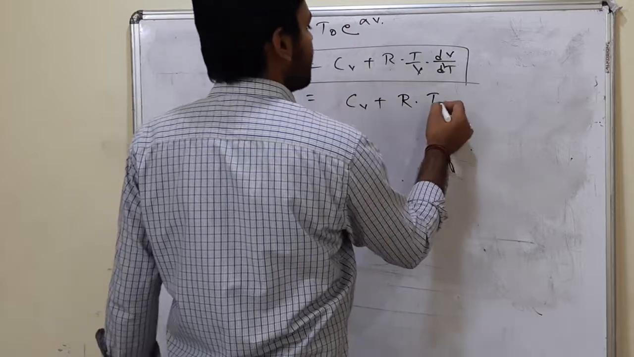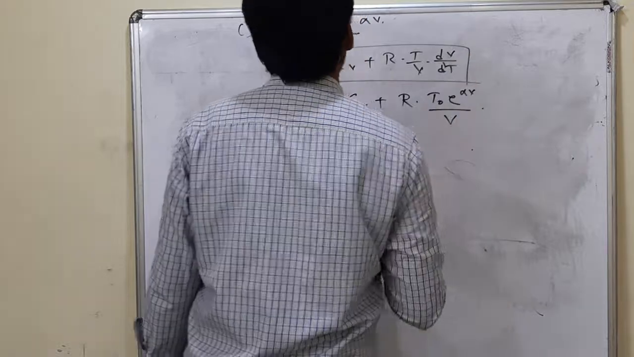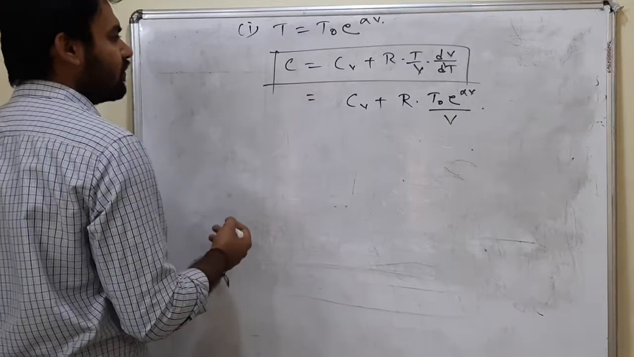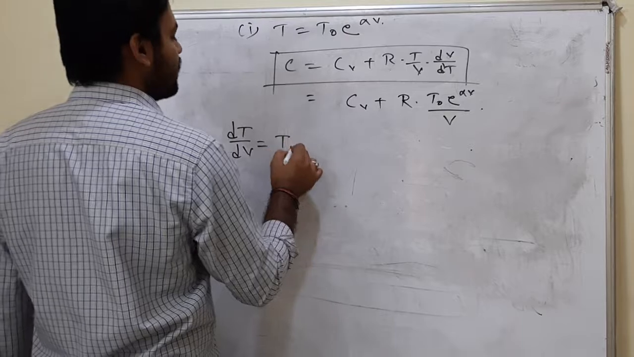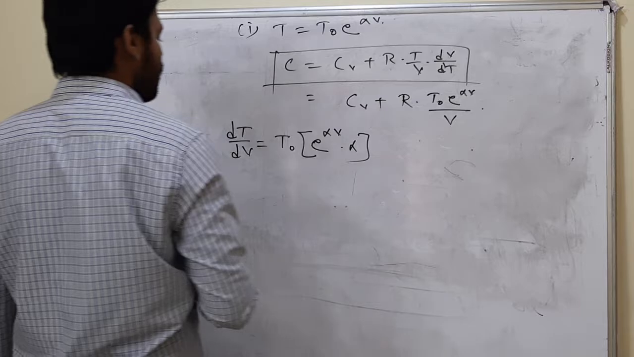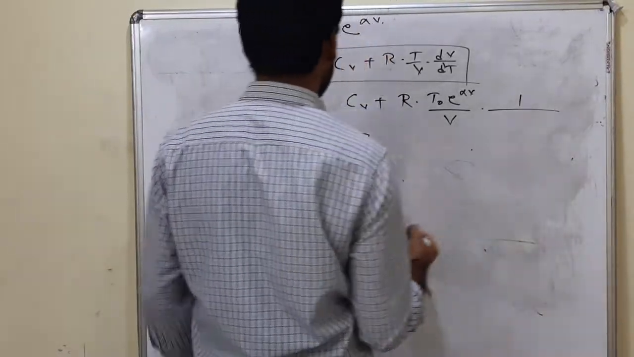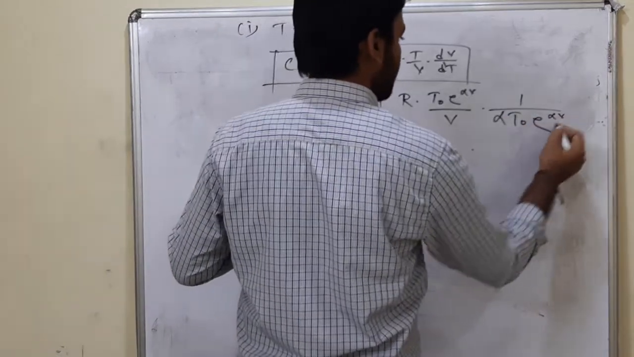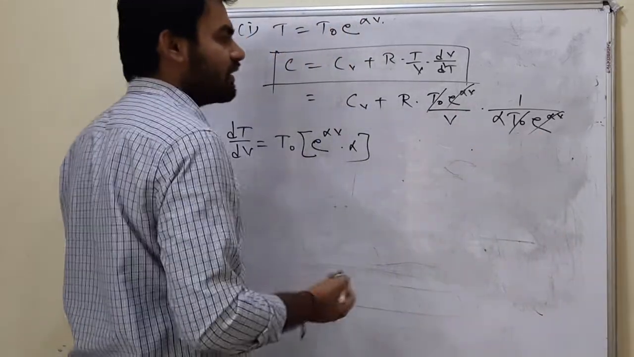What is the value of T? T naught e to the power alpha V, divided by V. And now we have to find dV/dT. We can find it from here: differentiate this expression with respect to volume. So dT/dV will be, T naught is the constant, e to the power alpha V times alpha. The value of dV/dT will be the reciprocal of this, so 1 upon alpha T naught e to the power alpha V. You can see this T naught and e to the power alpha V term will cancel out.